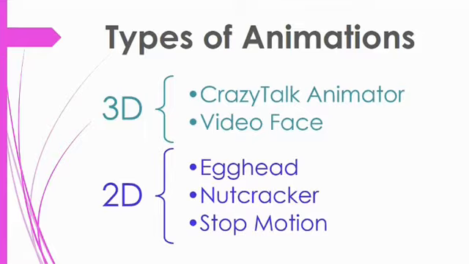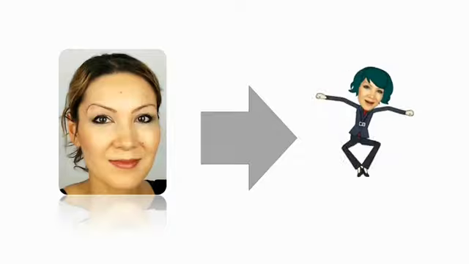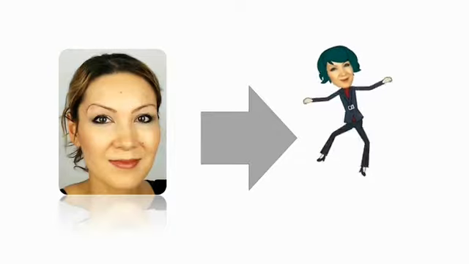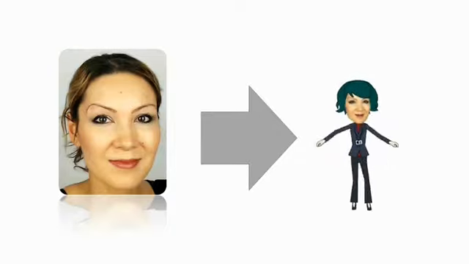So let's jump in. As a quick little demo of Crazy Talk, let me just show you how you can take a picture of yourself and make it into a simple but fun jumping character. And while I'm doing this, I'll show you some other cool features of the program as well.